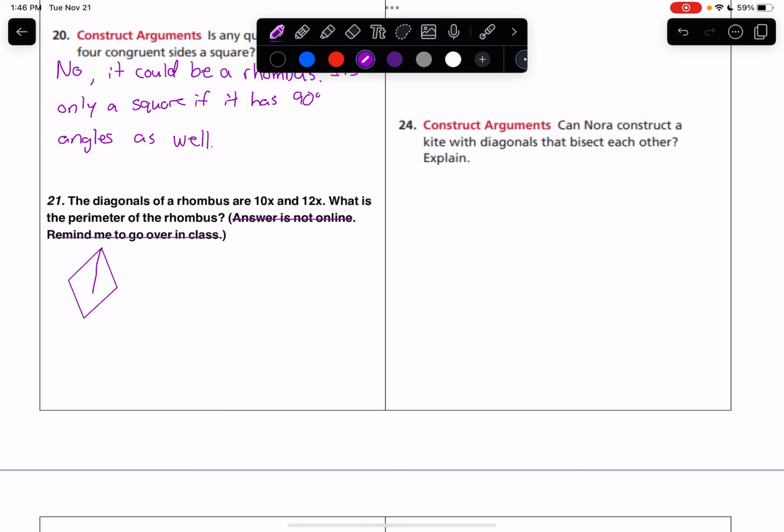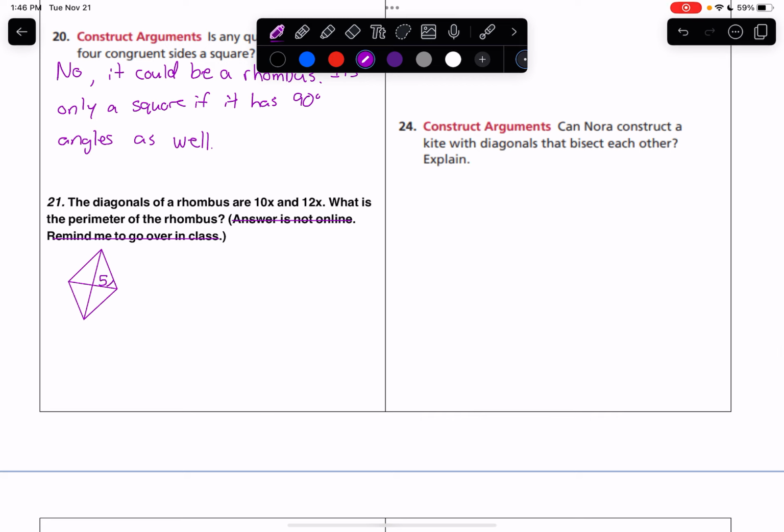So those diagonals would be this line and this line. And if the diagonals are 10x and 12x, then half of the diagonals are 5x and 6x. So what we have there is a right triangle with side lengths of 5x and 6x. And we can find the hypotenuse. So we can say 5x squared plus 6x squared equals c squared. That's 25x squared plus 36x squared equals c squared.